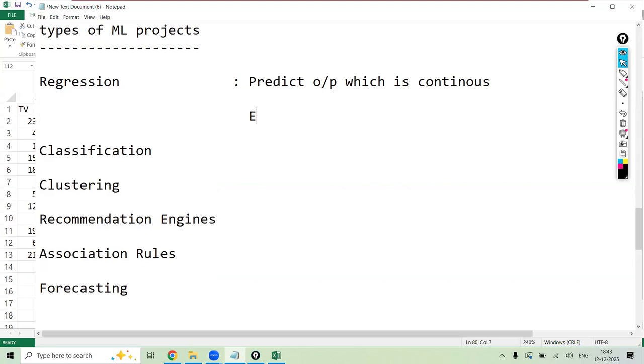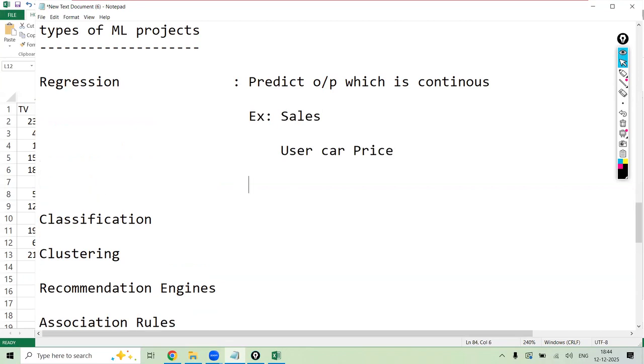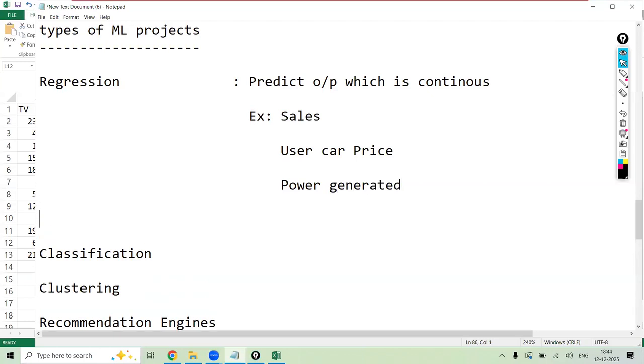Example, sales. Earlier I showed you the sales example, where we estimate a number. And used car price. Or energy: how many kilowatts of energy will be released, how much power will be generated. Car price, used car price, house price. For example, you want to estimate the house price. All this comes under regression projects.